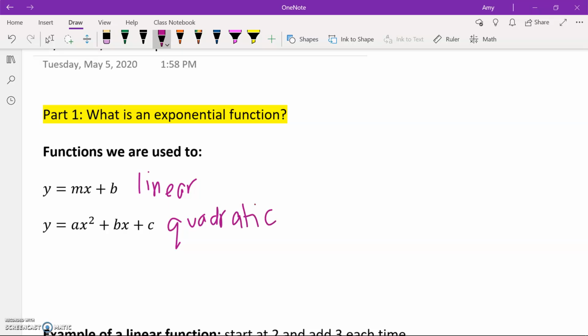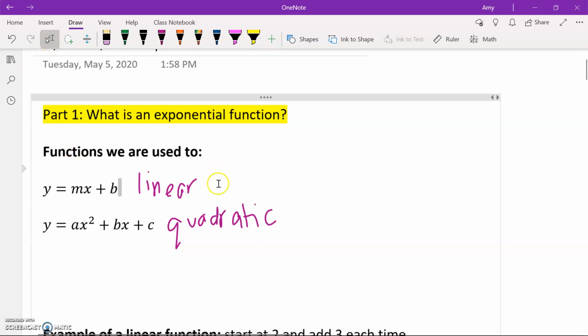So our linear functions, we know that those have an exponent of 1, right? So the exponent on that x variable is always 1. In a quadratic, the exponent is 2, where we always have that x squared part.